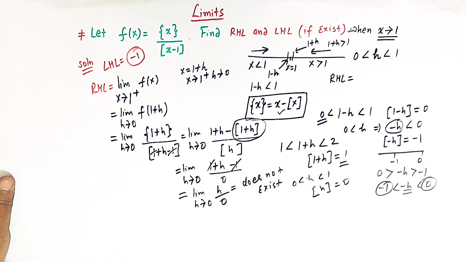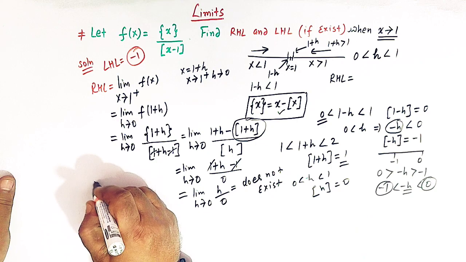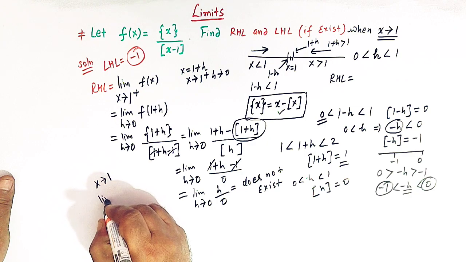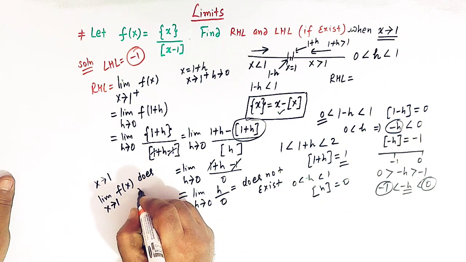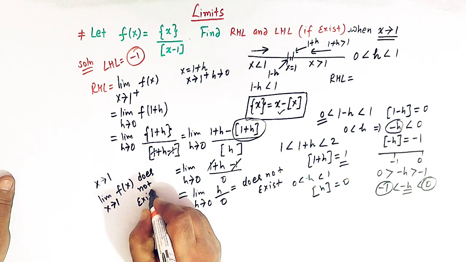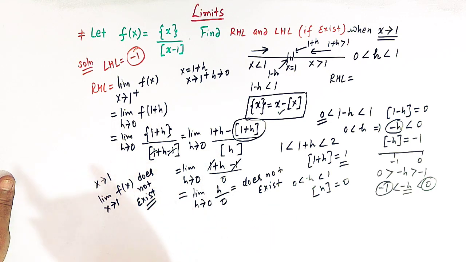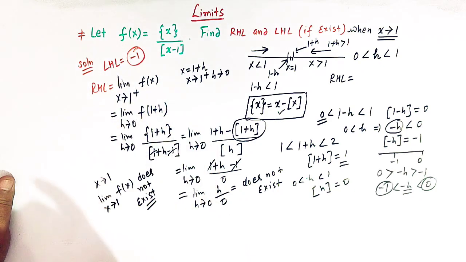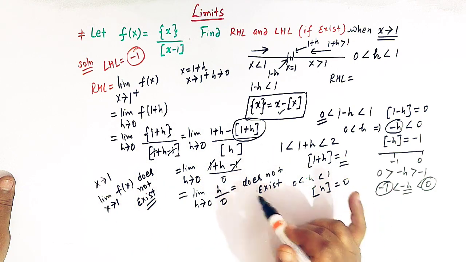So we can safely claim that the limit of this function when x approaches 1 does not exist, right? Because the limit x tends to 1, f of x, does not exist. Because for the limit to exist, the left hand limit and the right hand limit should be finite, and they should be equal to each other. But in this case, although the left hand limit is finite, it is minus 1 and it exists, the right hand limit doesn't exist. So it is not finite, right?